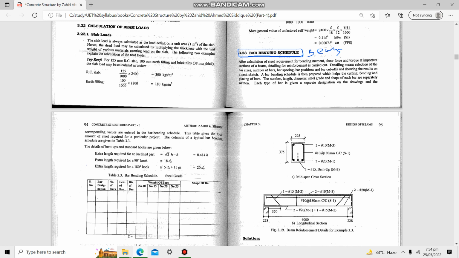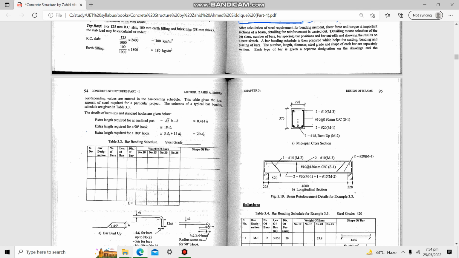So when we come towards this chart which we make for the bar bending schedule, here you can see the serial number and here is the bar designation. Bar designation is basically a bar number, like whether it is number 3 bar, number 4 bar, or number 5 bar. So this bar number we mention inside the bar designation, and here we mention the number of bars that we have calculated, here we mention the length of bar, then the diameter of bar, and here is the weight of bar.